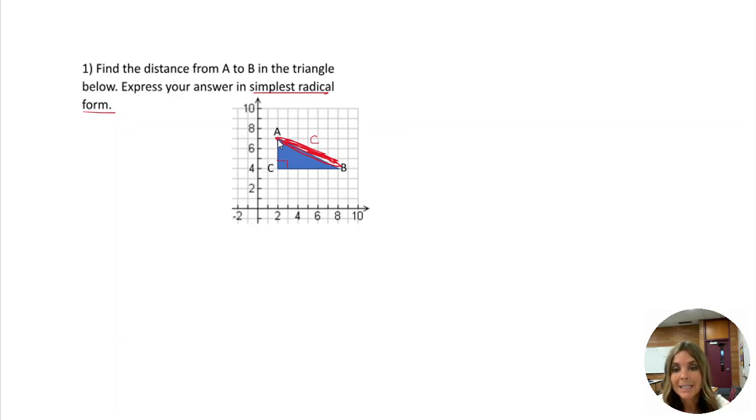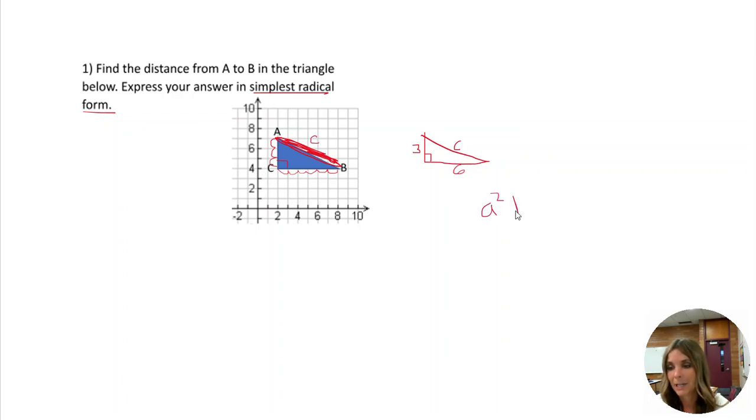So from A to C, this is 1, 2, 3 spaces. So if I pull this triangle outside of the coordinate plane, I can see that this side is going to be 3. The other side, the distance from B to C is 1, 2, 3, 4, 5, 6 spaces. Okay, so the distance from A to C is 3 spaces. The distance from B to C is 6 spaces. And then this is side C of my right triangle.